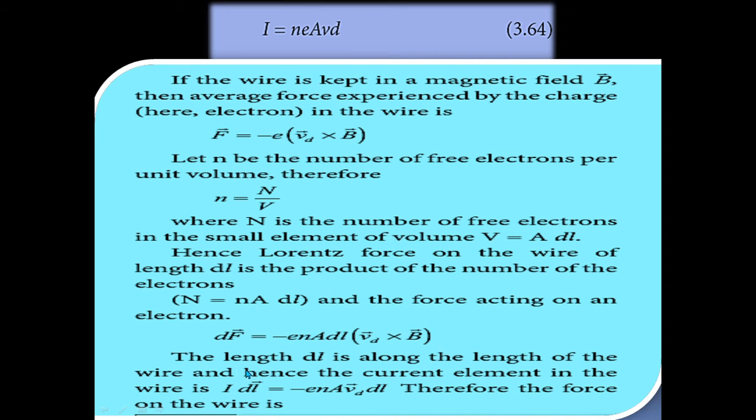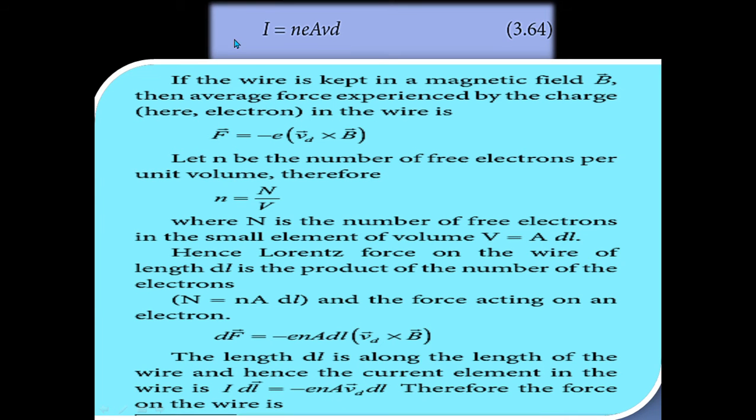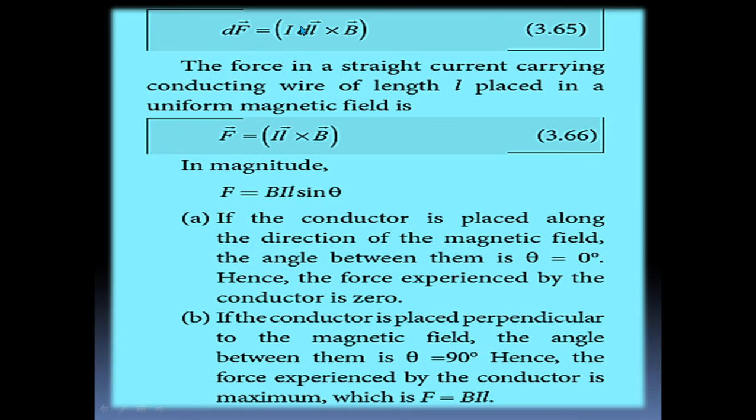The length dl is along the length of the wire, and hence the current element in the wire is I dl vector, which is equal to minus e n A Vd vector into dl. So therefore the force on the wire can be written as dF vector equal to I dl vector cross B vector.